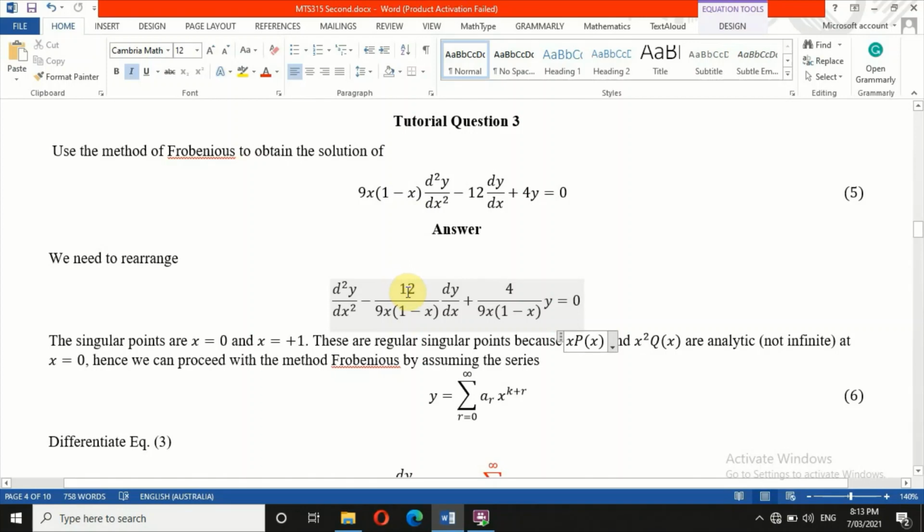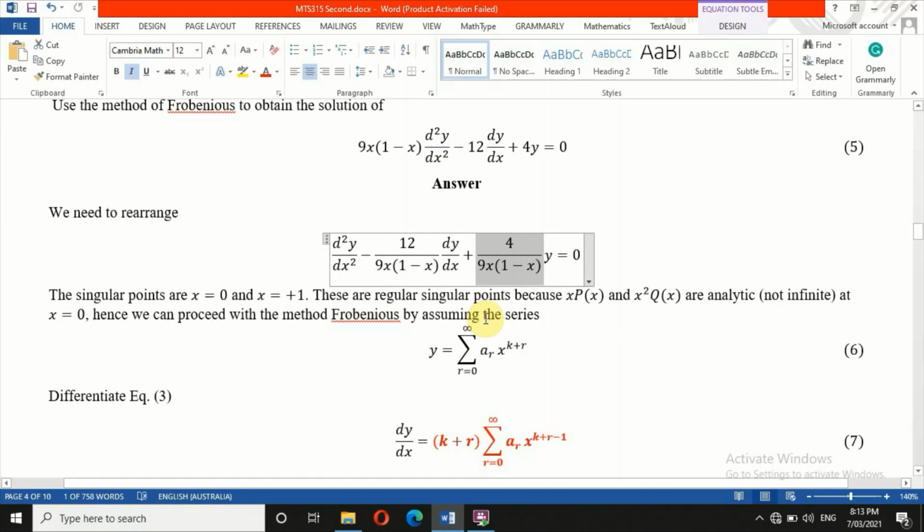By the time you put x here, you multiply this one by x. X will cancel x. So by the time you put 0, if you want to check x equals 0 now, you put 0 here, then you see that what you have here is 12 over 9, which is finite. And if that is finite, it means that it is analytic. And if it is analytic and this one is also analytic, it means that we are talking about regular singular points. So because of that, we can proceed and use our method of Frobenius.